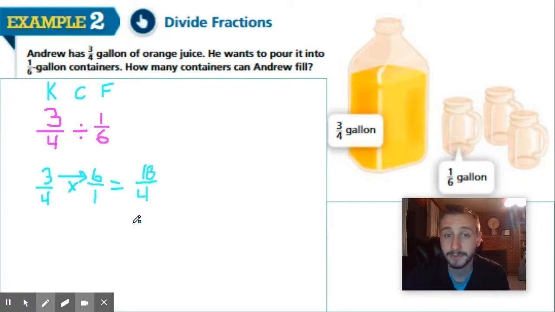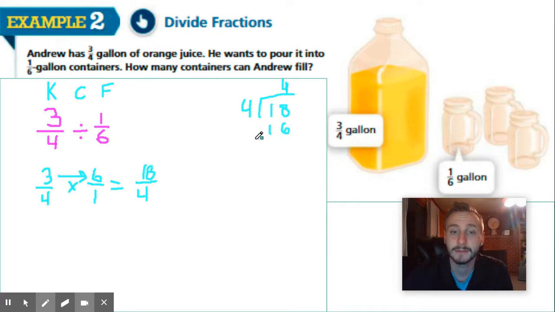Now this is an improper fraction. We don't want to leave it this way. What we want to do is divide 4 into 18. So let's do that up here. 4 goes into 18 how many times? So 4 times what gets you really close? 4 times 4 gets you really close because that's 16. 18 minus 16 gives you 2.